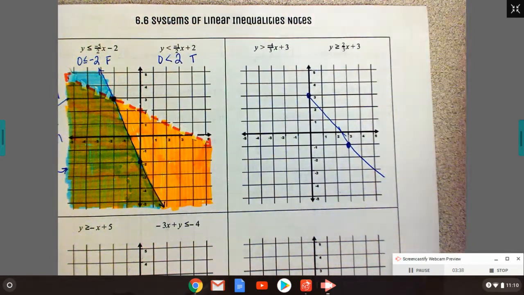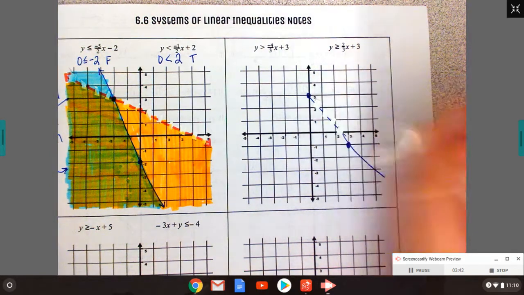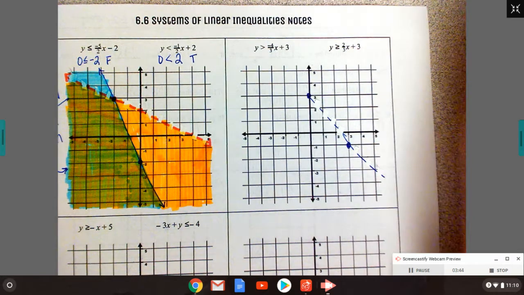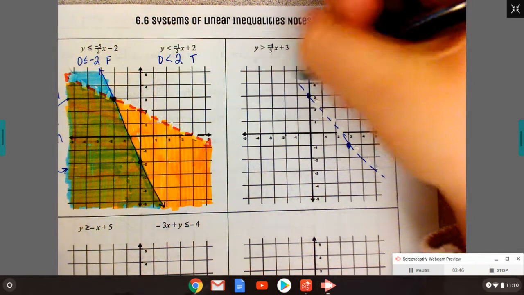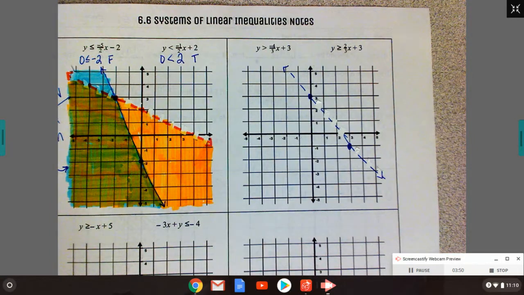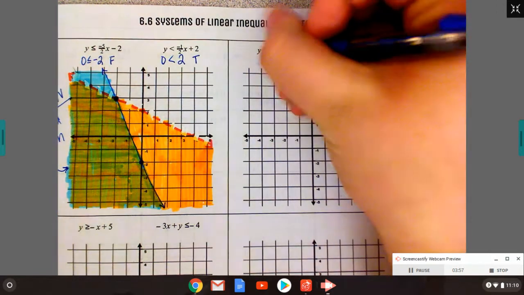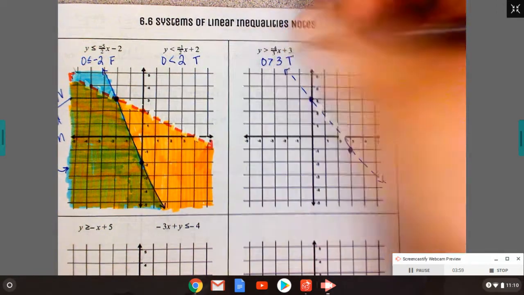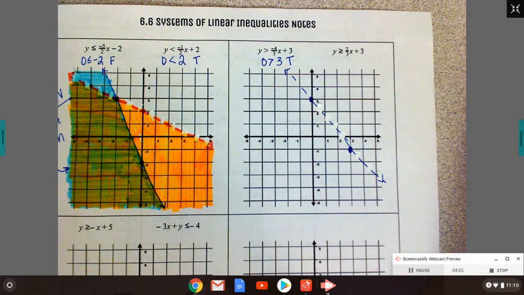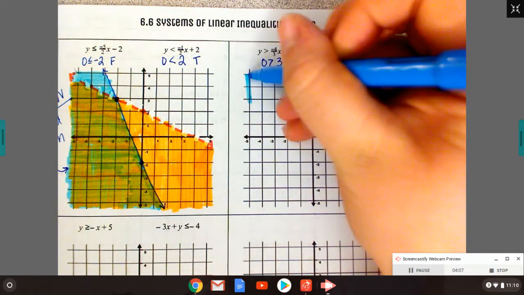Oh my gosh, I did it again. This should be a dashed line. Please learn from me and think about that before you just draw your line. Caught myself before I highlighted though, so that's nice. Okay, there we go. So there's my dashed line, and I've got greater than, so I'm going to end up shading above. If I check 0, 0, 0 is greater than 3? That's false, so I don't want to shade that side. So I'm going to end up shading down here.